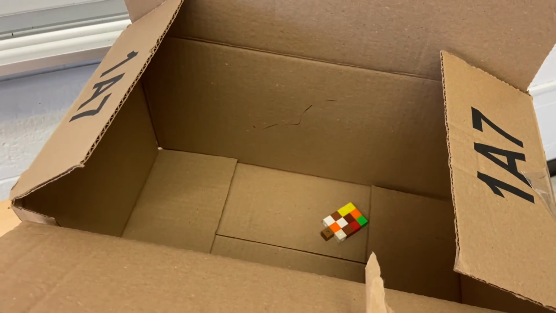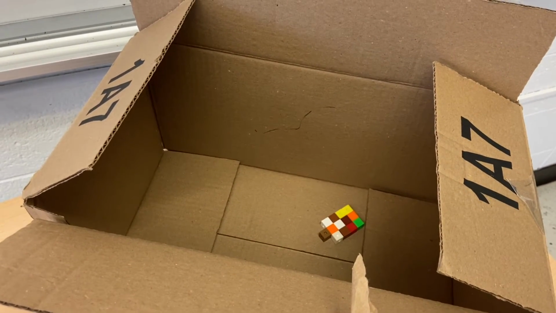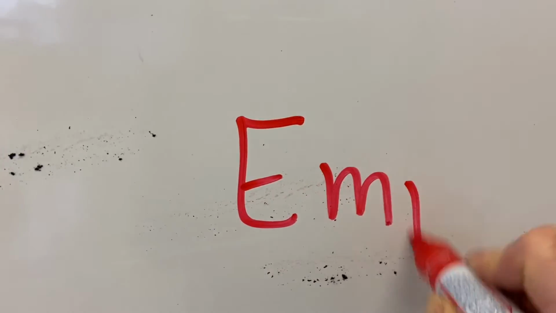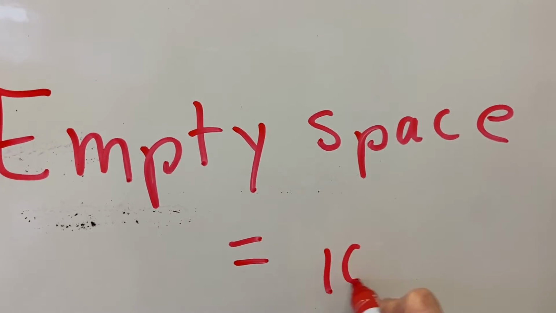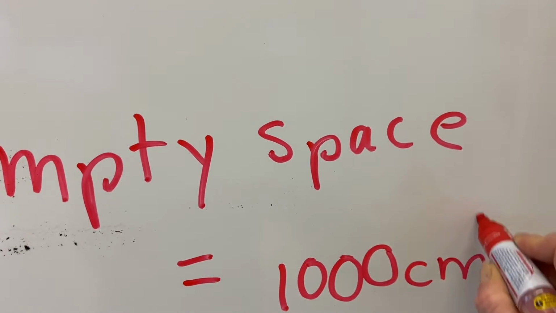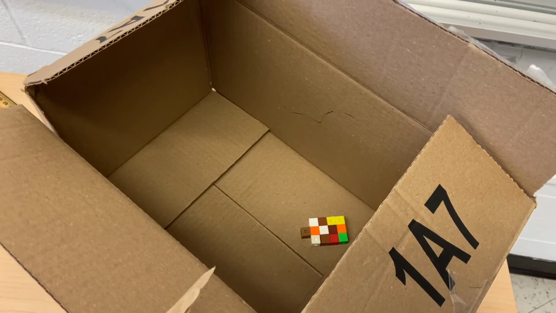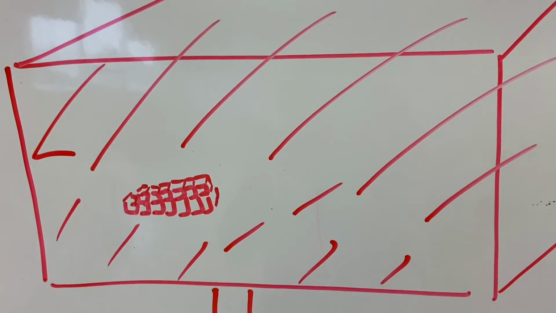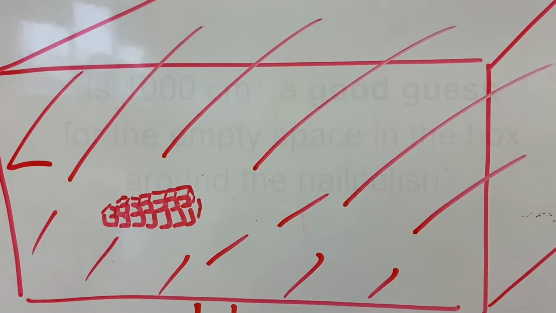So what I did was I looked in the box and I saw what 13 centimeters cubed was, and I said, maybe in this box, the empty space, I estimated the empty space, maybe it's equal to 1,000 centimeters cubed. I guessed, I said, I wonder if in this box, the space around the nail polish, maybe it was 1,000 centimeters cubed. What do you think? Do you think that's a good guess?